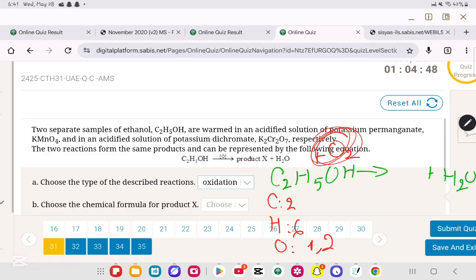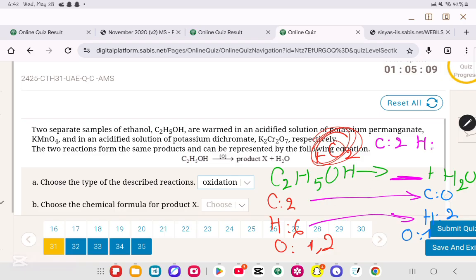You move to the other side. How much do you have here? Let's start with the carbon. The carbon, here you have 0. Hydrogen, here you have 2. Oxygen, here you have 1. So what does it mean? That means for the product X that we need to find, we need to fill this, so we need 2 carbons. We need to fill this, so we need 4 hydrogens, and we need 2 oxygens. So it needs to have 2 carbons, 4 hydrogens, and 2 oxygen.